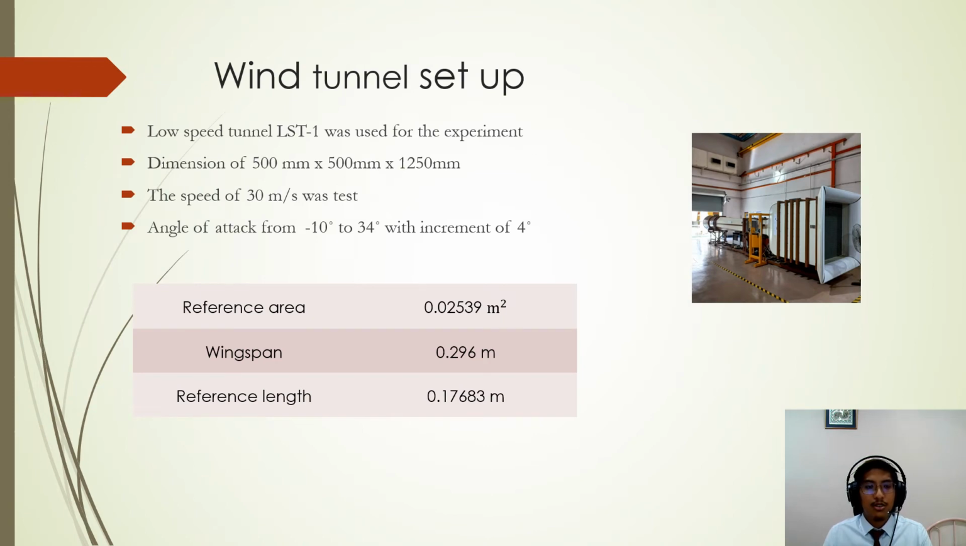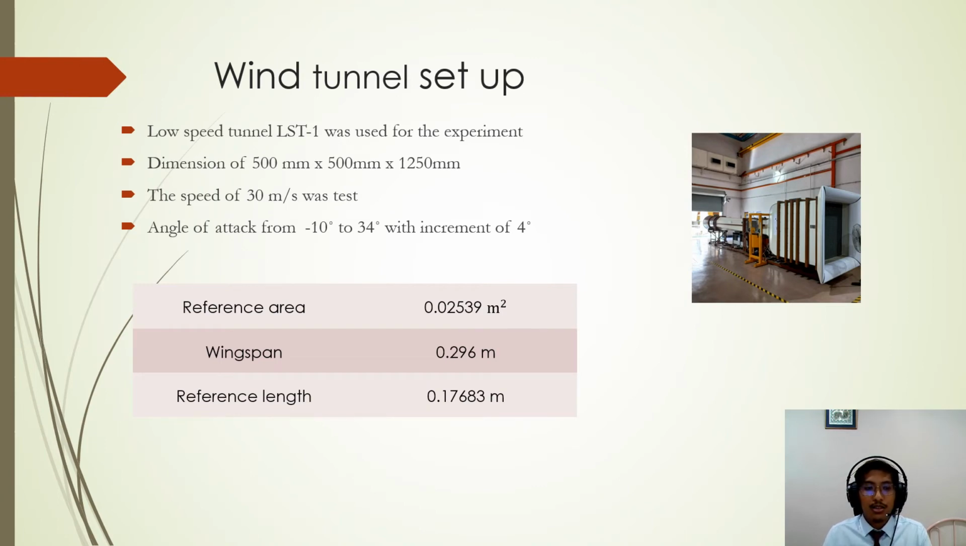Next is the wind tunnel setup. The low speed tunnel, known as LST1, was used for the experiment. The dimension of the cross section to test the blended body was around 500 millimeter by 500 millimeter by 1250 millimeter, and the speed we use is 30 meter per second, and the angle of attack was set from -10 to 34 degrees with an increment of 4 degrees.